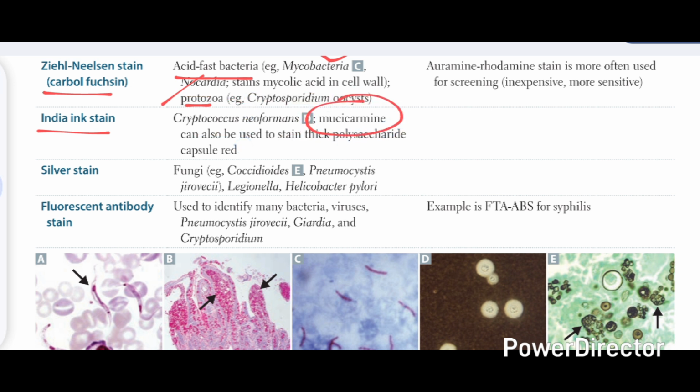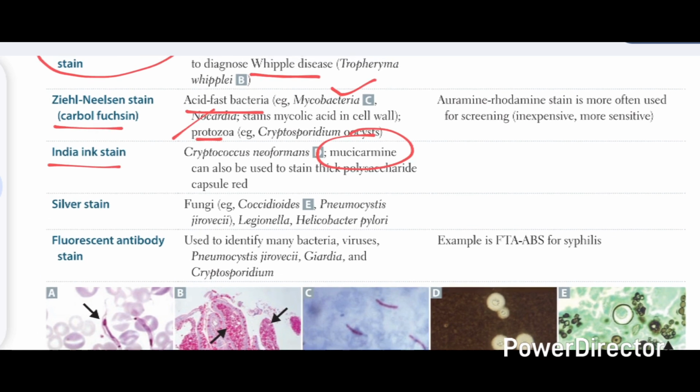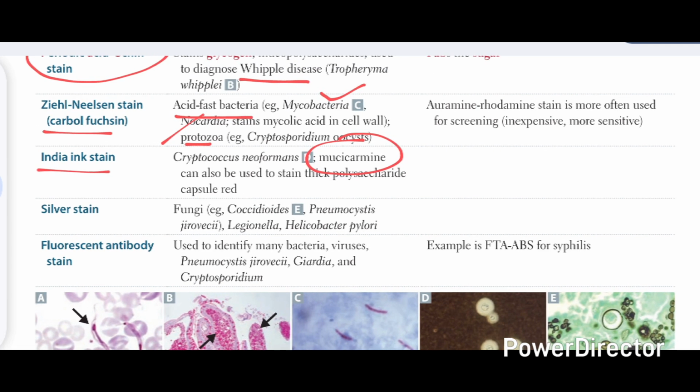So we have two species. One of them is the Cryptosporidium oocyst, which is stained with Ziehl-Neelsen stain. Then you have the Cryptococcus neoformans, that is stained by the Indian ink stain. And the difference between them and the pathogenesis and disease-causing ability will be studied in our next sessions. We will detail about these organisms in detail.